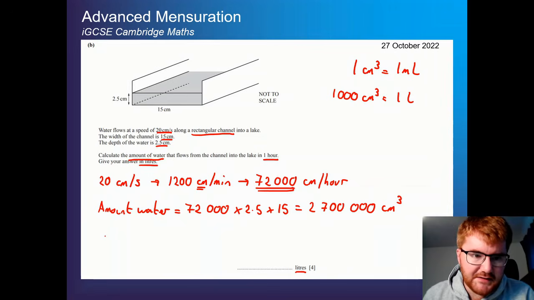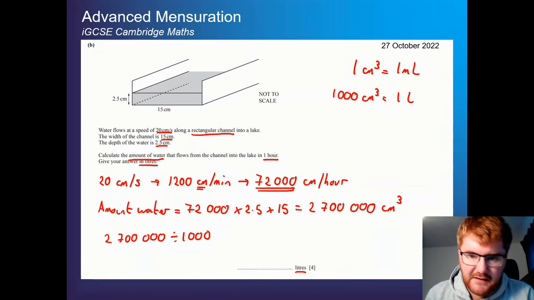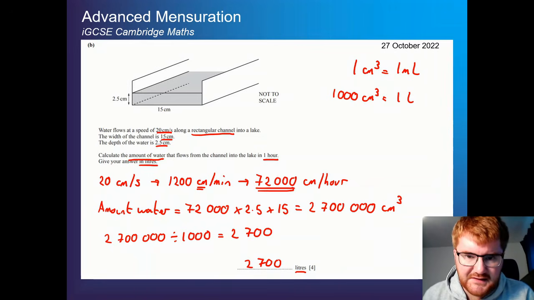Well, we take that answer and we're just going to divide by 1,000, because there are 1,000 cubic centimeters in a litre. If we do that, essentially 3 zeros are going to disappear here, and we get 2,700 as our final answer.